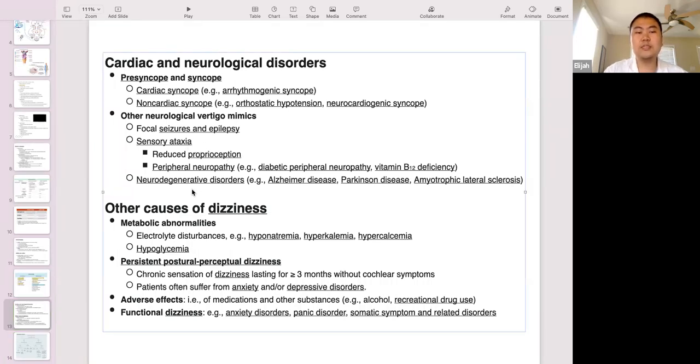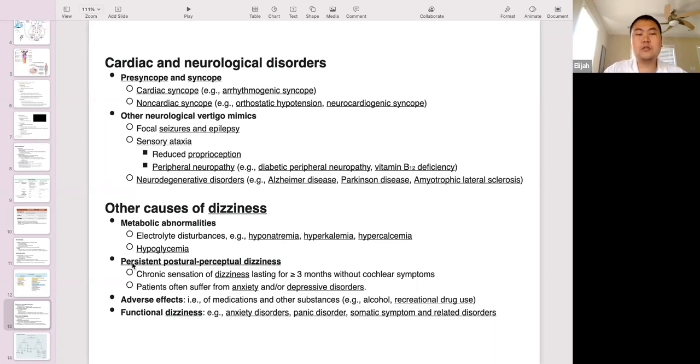And neurodegenerative disorders, Alzheimer's disease, Parkinson's disease, like I said, damage to the basal ganglia, multiple sclerosis. So all these things can have vertigo. And other causes of dizziness, the metabolic abnormalities, electrolyte disturbance, for example, the hyponatremia, hypokalemia, hypocalcemia, and sometimes hypoglycemia would cause dizziness.